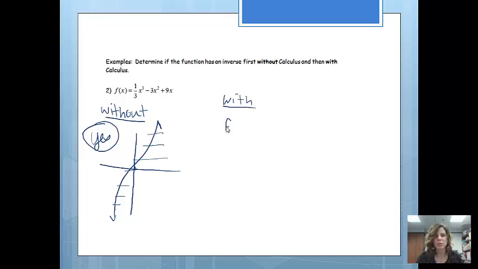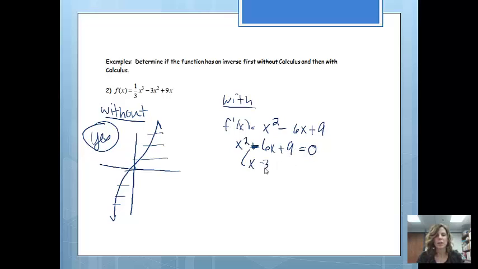So the first thing that we need to do is actually to find the derivative of this function. The derivative of this function will be x squared minus 6x plus 9. Okay, and then if I'm going to test whether it is positive, negative, 0, whatever, we want to find a critical number. So I'll set that derivative equal to 0.